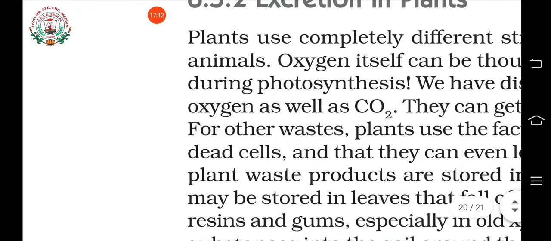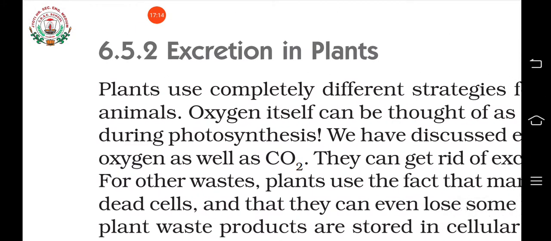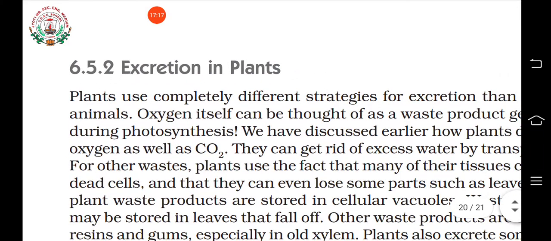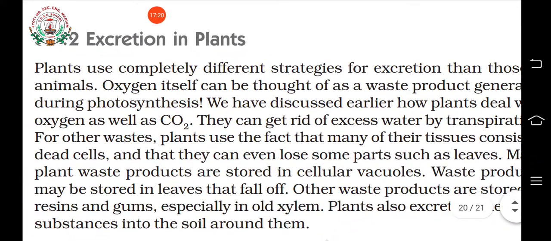So a small topic is there, that is excretion in plants. So how do plants excrete? Do plants have any excretory products? Yes, of course. Do they have any organ? And when you compare the excretory products of plants and animals, which will be more? In animals only. Why? They are mobile, they can move, and the plants are stationary, and their metabolic rate is also very less. So as the metabolic rate is very less, the excretory products also will be less in them.